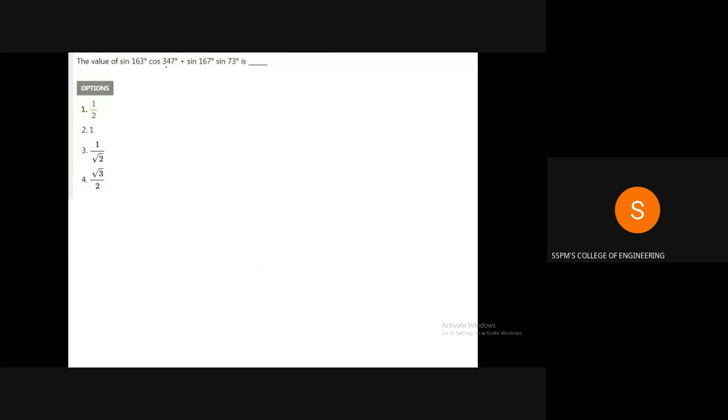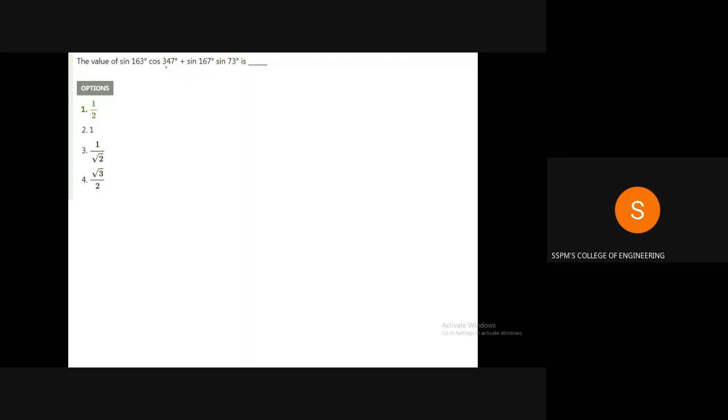Next question is sin 163 into cos 347 plus sin 167 into sin 70. See what we have to do. Sin 163, this number is close to 180. This number is close to 360. This number is again close to 180. This number is close to 90 degrees. So we will try to convert them to the nearest angle.